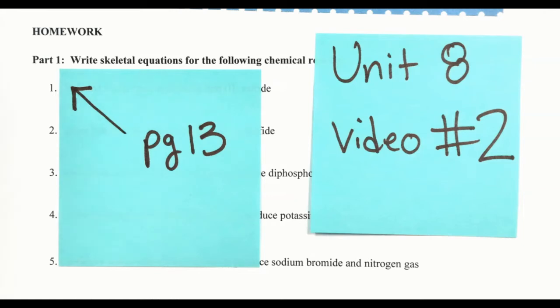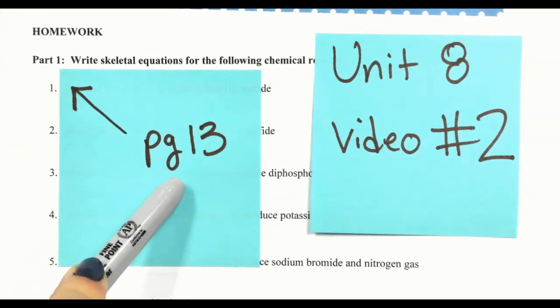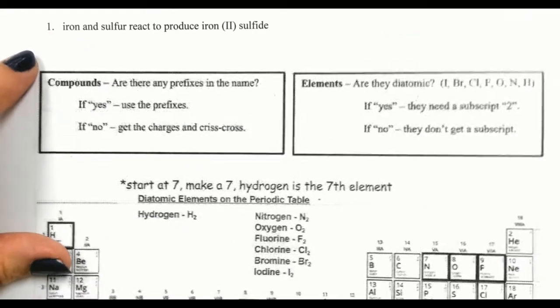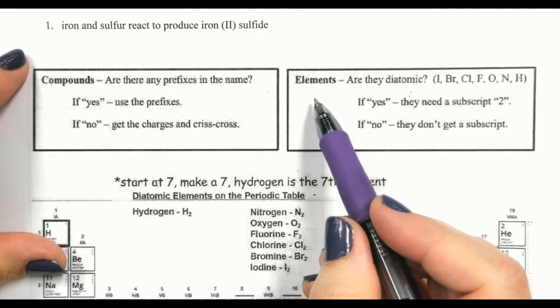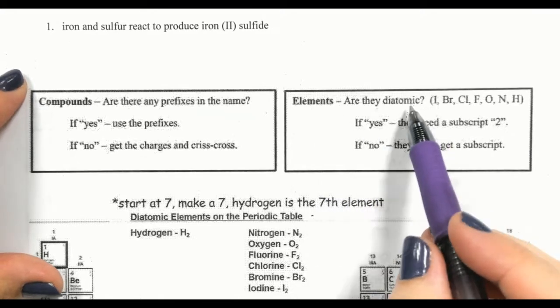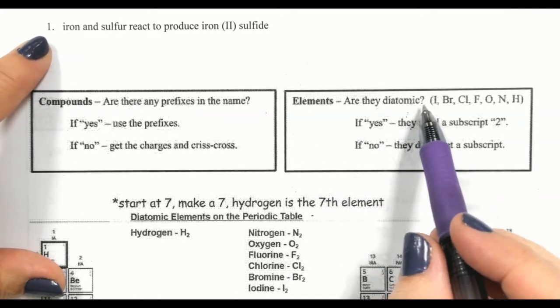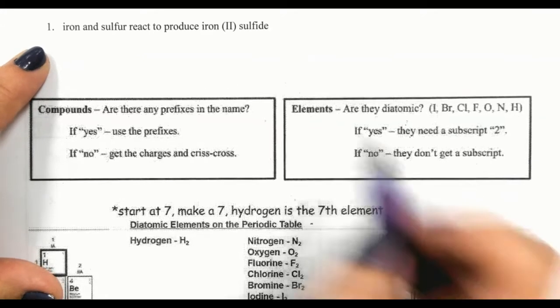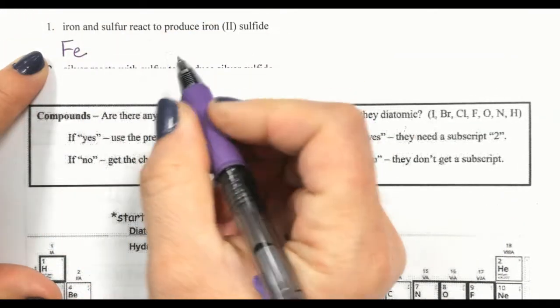We're going to do video number 2, which is homework part 1, found on page 13 in your note packet. Number 1: first we see iron, and the question is, is that a compound or a single element? That's a single element. Now, is it a diatomic? It is not one of the diatomics, so you don't put a subscript. So this is just going to be Fe.